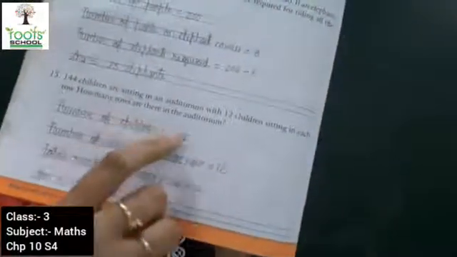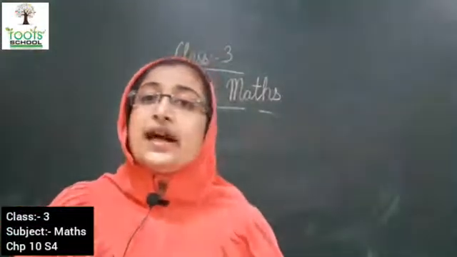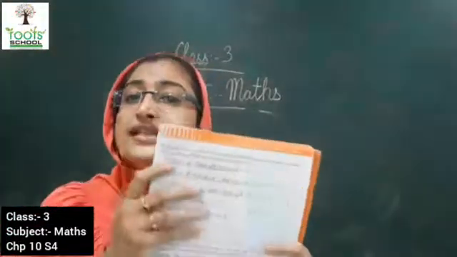So number of children is equal to 144. Number of children in each row is equal to 12. Now you have to divide 144 by 12. So the total number of rows is equal to 144 divided by 12. So the answer you will get is 12 rows. Understood? Okay kids. Now quickly let's move on to sum number 16.